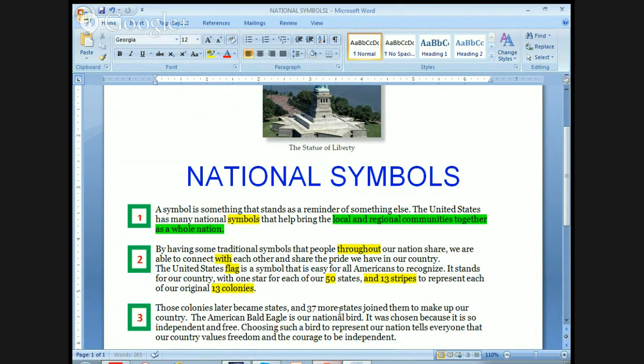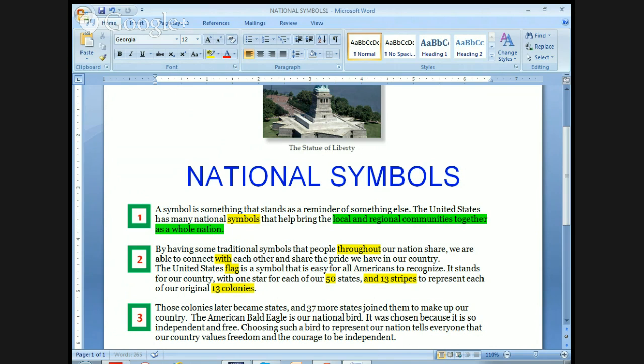Okay, good. I will read it once more. Pay close attention to the way that I pronounce the words that I have highlighted in yellow. By having some traditional symbols that people throughout our nation share, we are able to connect with each other and share the pride we have in our country. The United States flag is a symbol that is easy for all Americans to recognize. It stands for our country, with 1 star for each of our 50 states and 13 stripes to represent each of our original 13 colonies.